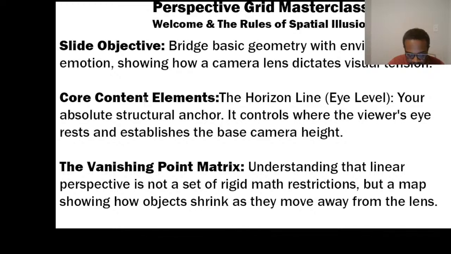Now, the core content elements. The horizon line, the eye level, is your absolute structural anchor. It controls where the viewer's eye rests and establishes the base camera height. Then after that, it's the vanishing point matrix, understanding that linear perspective is not a set of rigid math restrictions, but a map showing how objects shrink as they move away from the lens.